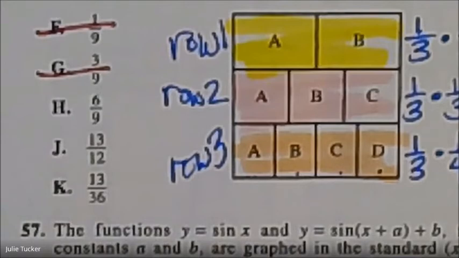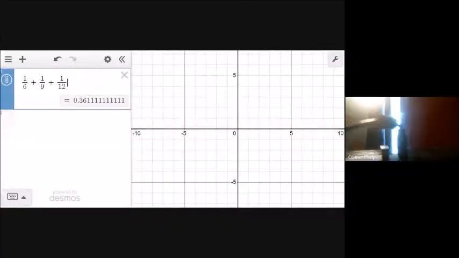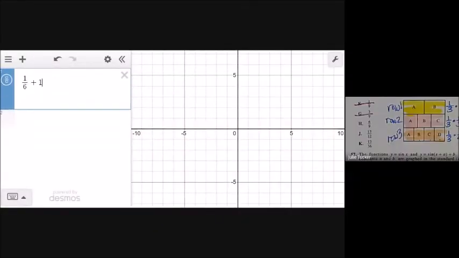So 6/9, 13/12, 13/36. I already know which one it is because I know my fractions very well. But since you don't feel as confident as I do, you would just have the person divide them all. So 6 divided by 9 is this number. But the number we had was 0.3 something, 0.39 or 36 or something. So this is not it.